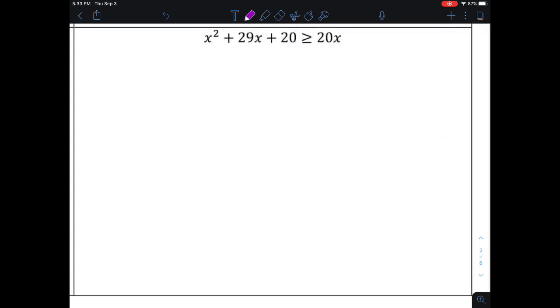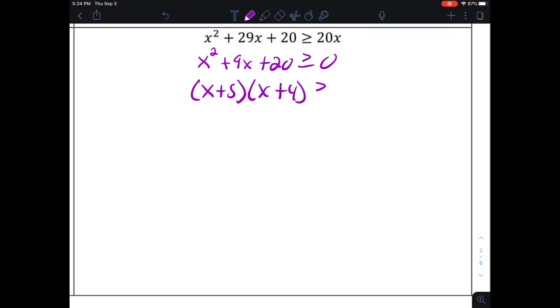So again, another polynomial inequality that's not factored. Get everything on the same side. One side has to be set equal to 0. So we'd have x squared plus 9x plus 20 greater than or equal to 0. And we go to factor that. That'd be x plus 5, x plus 4 is greater than or equal to 0. We have our zeros here of negative 5 and negative 4, so close together on this number line.